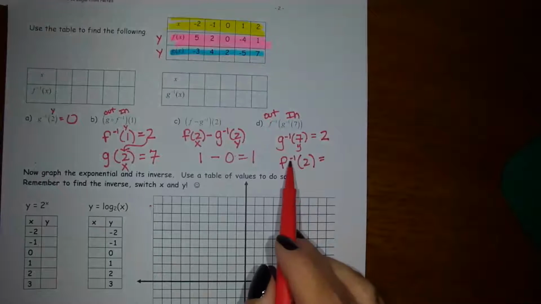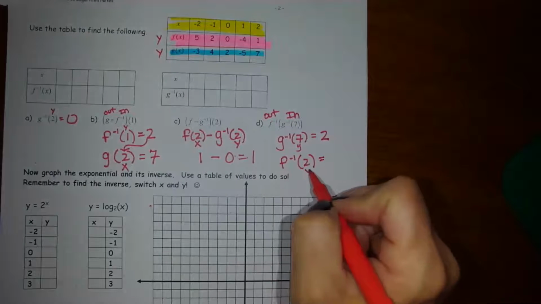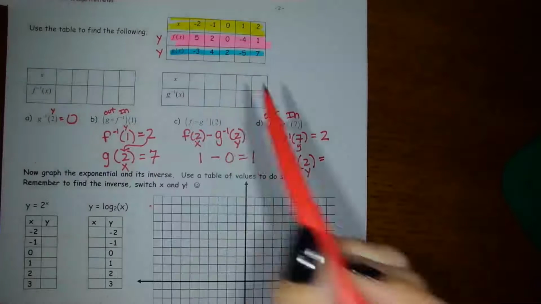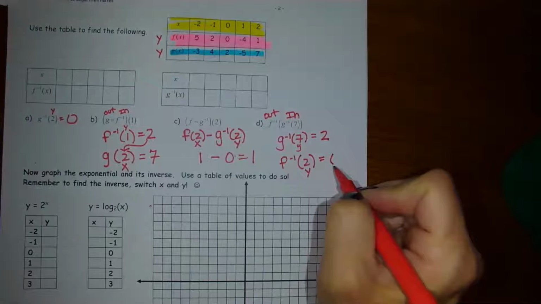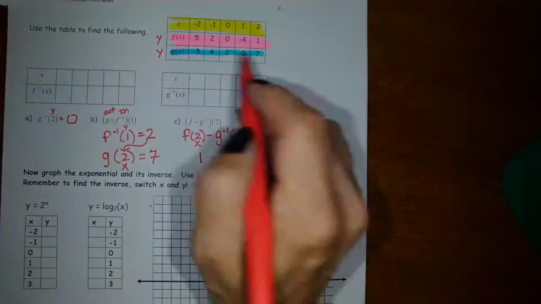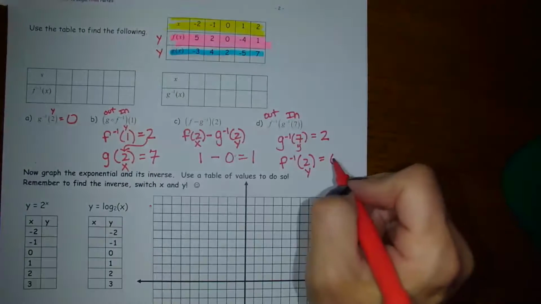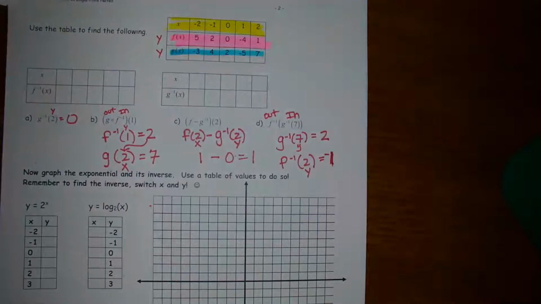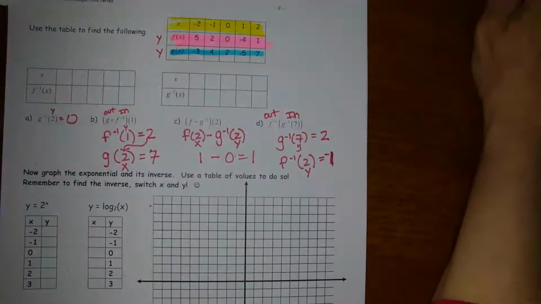Now, this is an inverse, so do we look at x or y? We look at y. So we go over to where y is 2 and x is -1. This is f. F is 2 right here, and x is -1. Does that make sense? Okay, if you need a minute to write some notes down, go ahead.